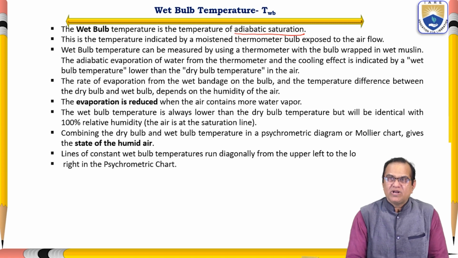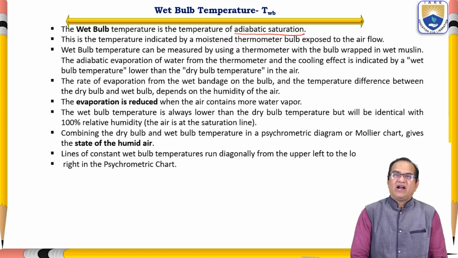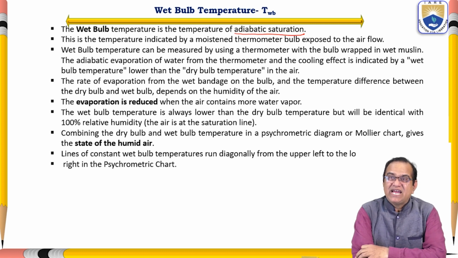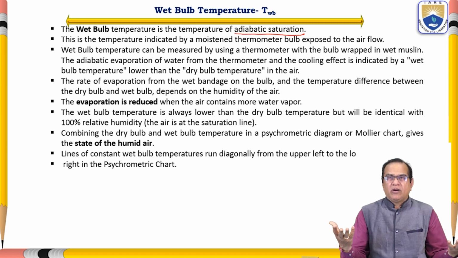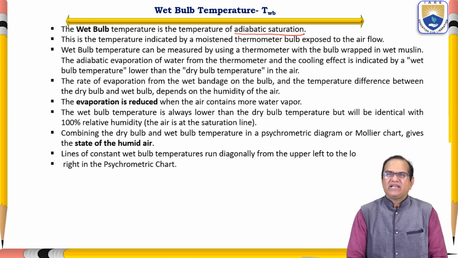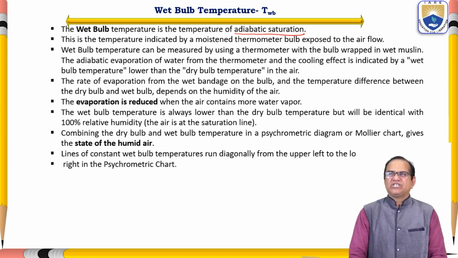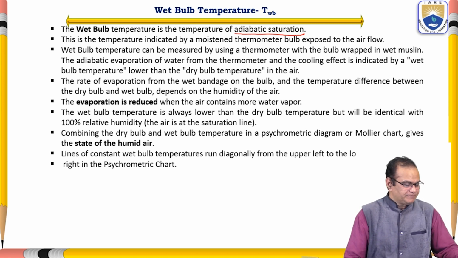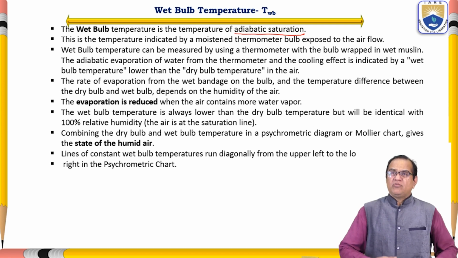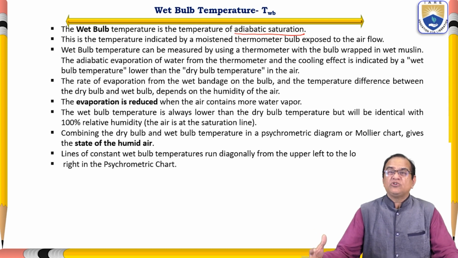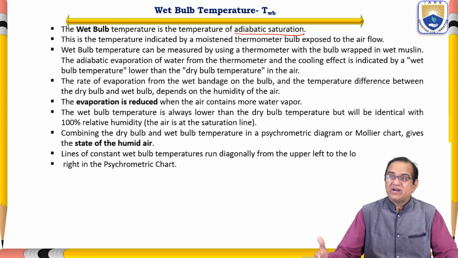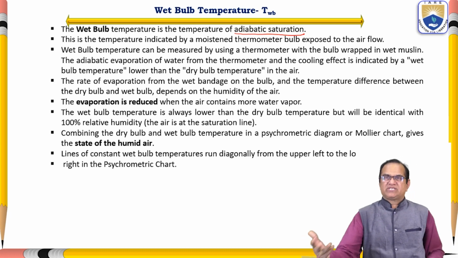The wet bulb temperature is always lower than the dry bulb temperature, but will be identical at 100% relative humidity. If the relative humidity is 100%, the air is at the saturation line, so dry bulb and wet bulb will be the same value. Combining the dry bulb and the wet bulb temperature on a psychrometric diagram or Mollier chart gives the state of the humid air. So how much humid air is present, we can find out with the help of the dry bulb and wet bulb temperatures. Lines of constant wet bulb temperature run diagonally from the upper left to the lower left. So we will see this in detail about the wet bulb and the dry bulb.